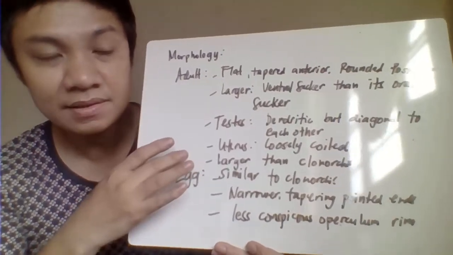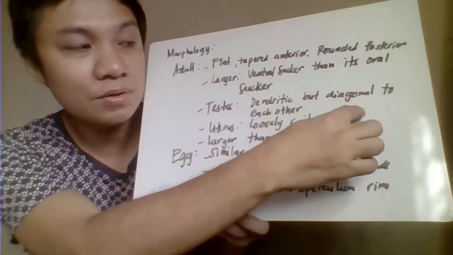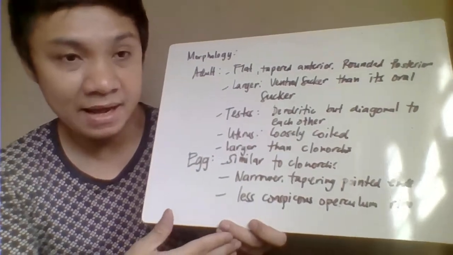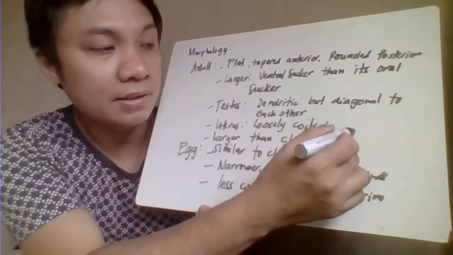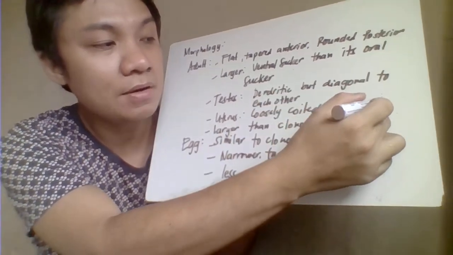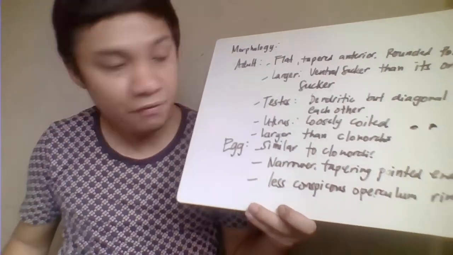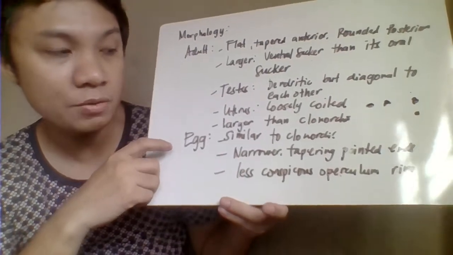For this one, the testis is dendritic, only that they are diagonal to one another. So, here, one is lower than the other. Whereas in Fasciola hepatica and Clonorchis sinensis, the testes are in tandem. This one, on the other hand, is diagonal. And for the uterus, again, it will still be loosely coiled.